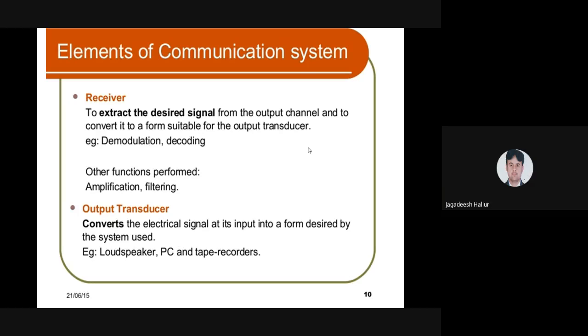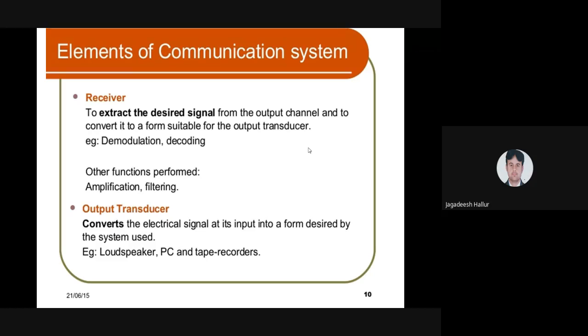Somewhat it is clear, somewhat it is not clear due to interference and distortion of the particular signal, depending on the weather condition. In that, we are using some functions. One is demodulation, and decoding is also required, to recover the original signal back at the receiver.